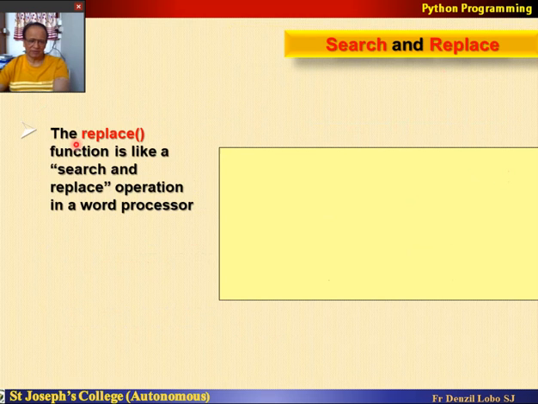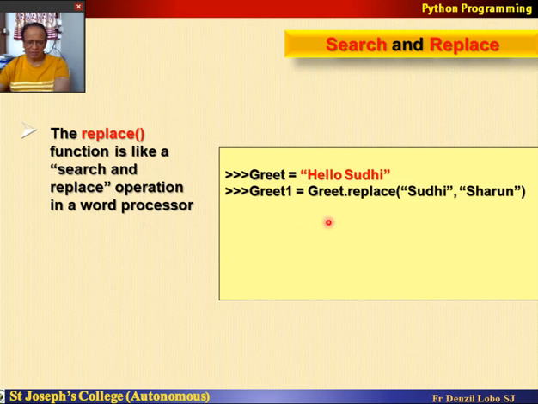Search and replace. Let us see. The replace function is like a search and replace operation in a word processor. Let us take an example. For example, I have assigned hello Sudhi to greet. This is a variable. Then I am saying greet dot replace. Replace is a method of this string. Therefore, I can say replace Sudhi with Sharon. So let us see what happens. Print greet1. It is going to print hello Sharon because I have replaced Sudhi with Sharon.